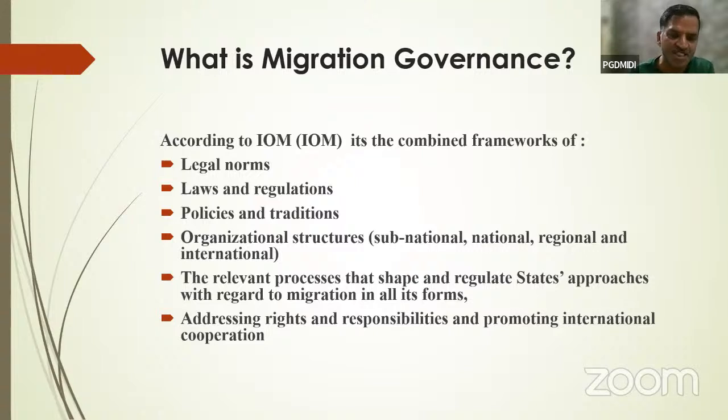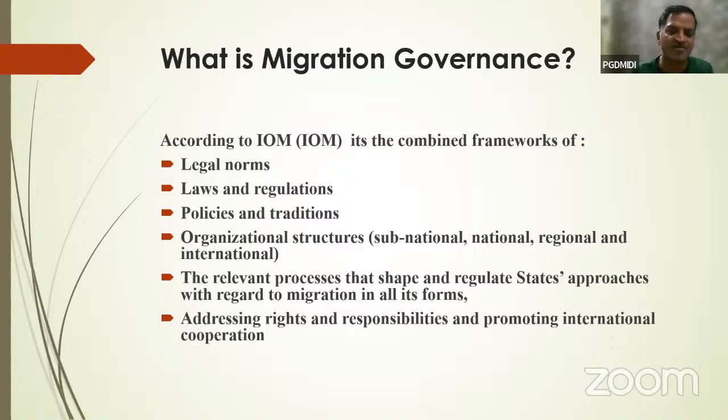So let me say what migration governance is. Migration governance, according to IOM, is a combined framework of legal norms, laws and regulations, policies and tradition, and organizational structures at various levels, subnational, national, regional and international, that shape and regulate states' approach with regard to migration in all its forms, addressing rights and responsibility and promoting international cooperation.